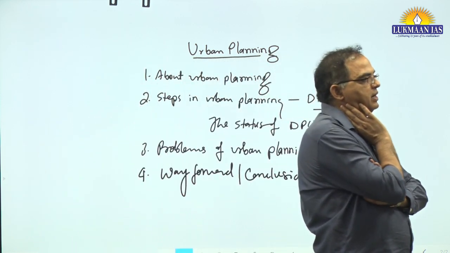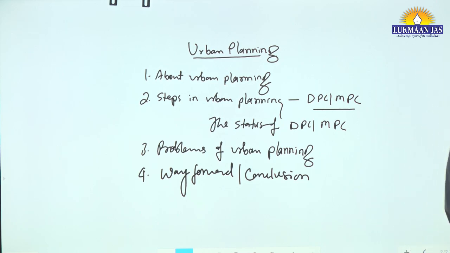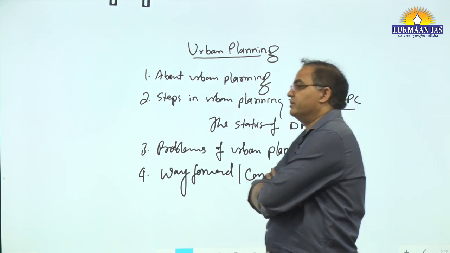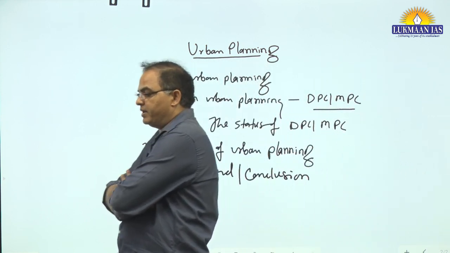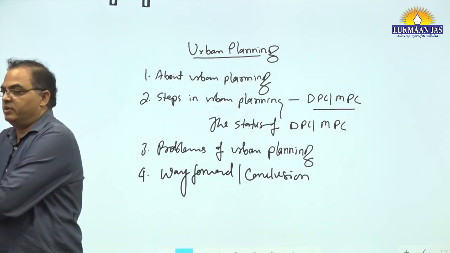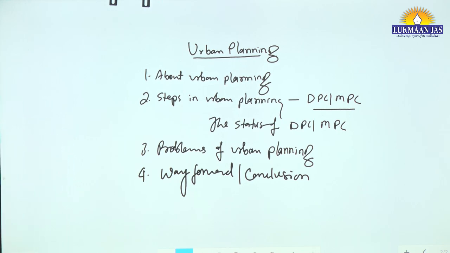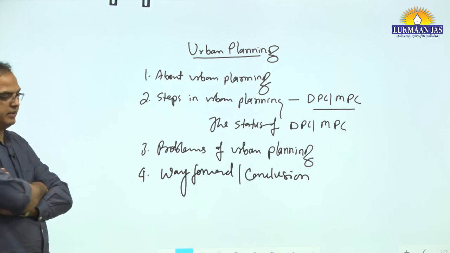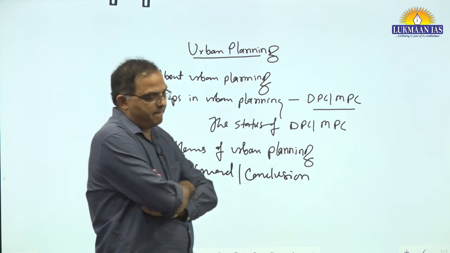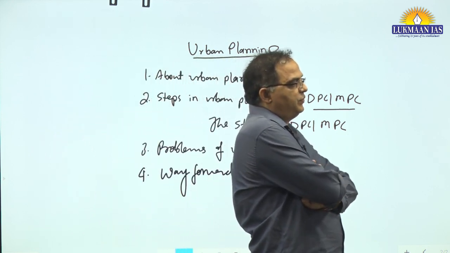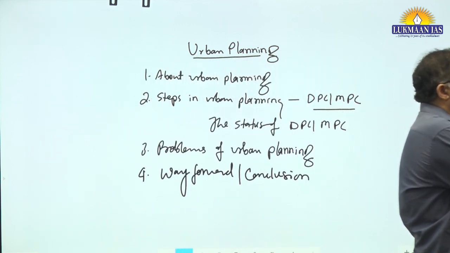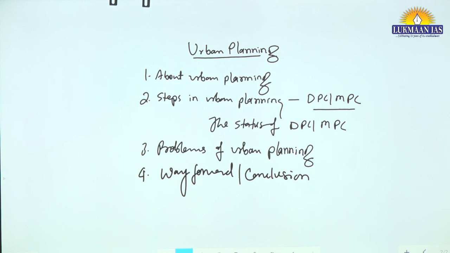As per this Model Act, there should be a master plan for urban areas, which is generally prepared for 10, 15 or 20 years.